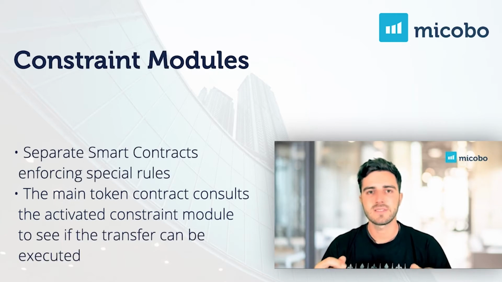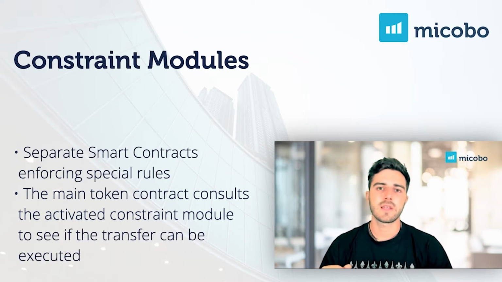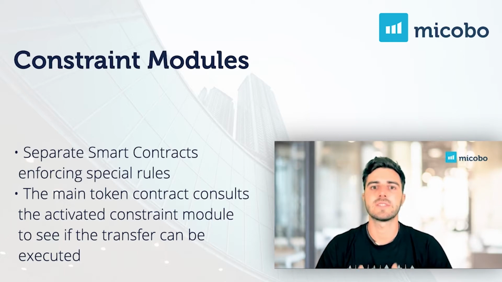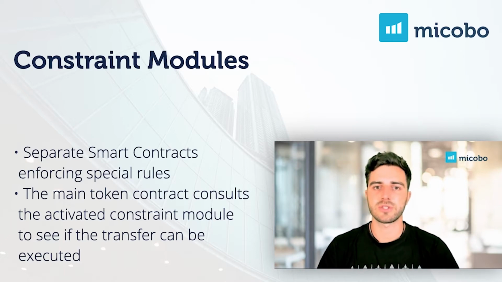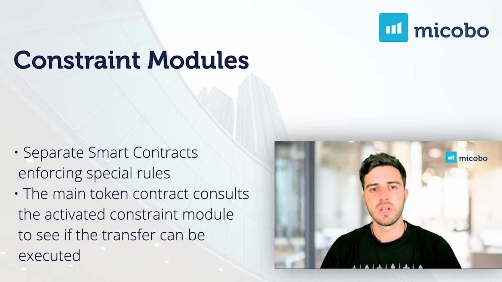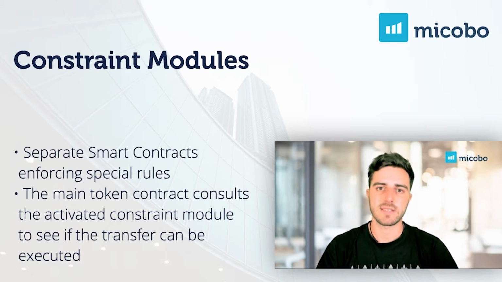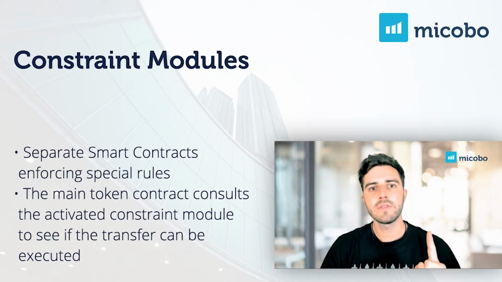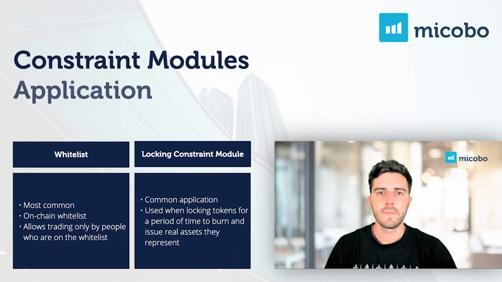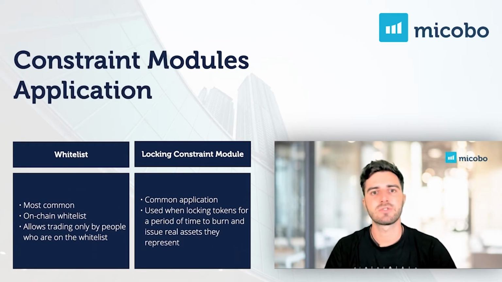They are separate smart contracts that can enforce special rules before a token transfer can take place. The main token contract will consult every activated constraint module to see if the transfer can be executed. If one of them says no, the transfer is cancelled. Let's have a look at some of the applications of constraint modules.